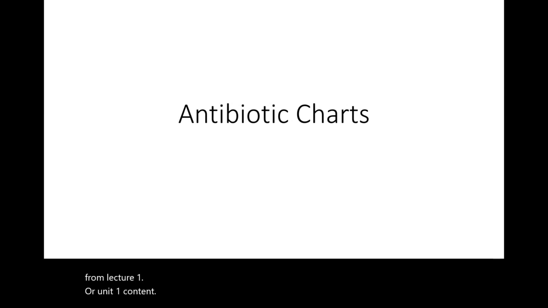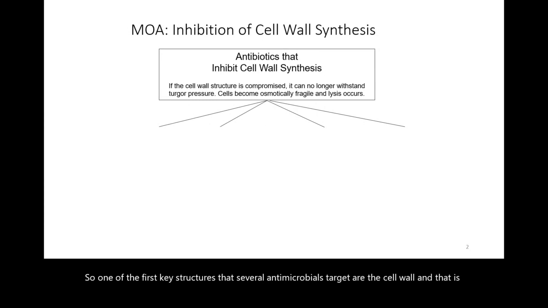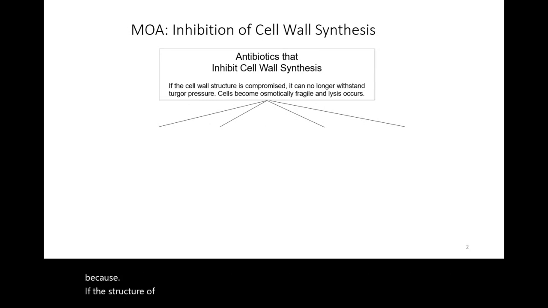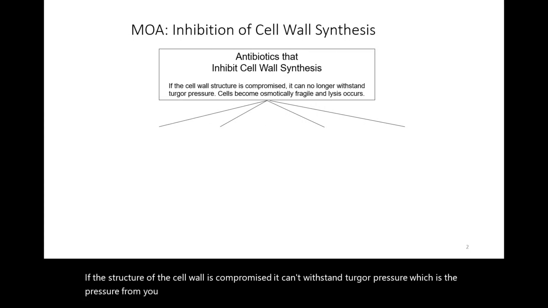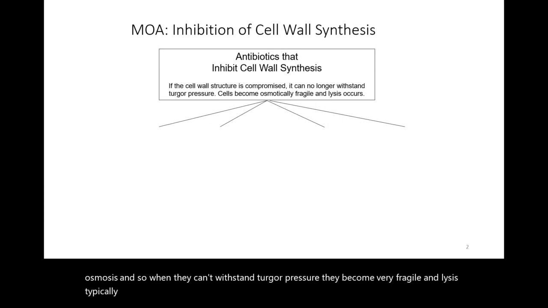One of the first key structures that several antimicrobials target is the cell wall. That is because if the structure of the cell wall is compromised, it can't withstand turgor pressure, which is the pressure from fluids like water entering or exiting the cell. So we're thinking back to osmosis. When they can't withstand turgor pressure, they become very fragile and lysis typically occurs, which is cell death.